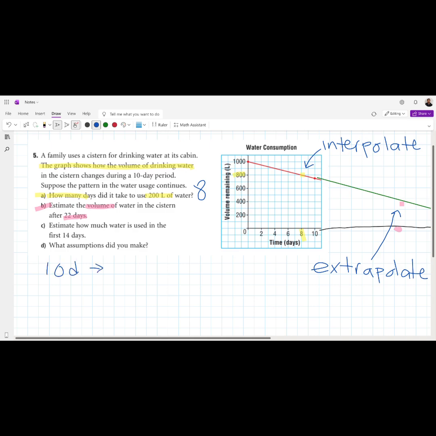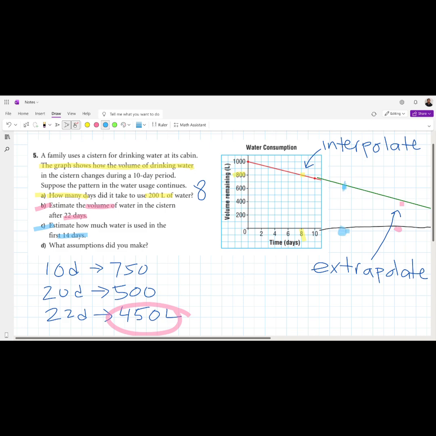I can be a little bit more precise. I noticed after 10 days, the water level goes down by 250 liters, which would mean that at 20 days, it's going to be 500, and at 22, it'll go down by 50 more. So 450 liters.